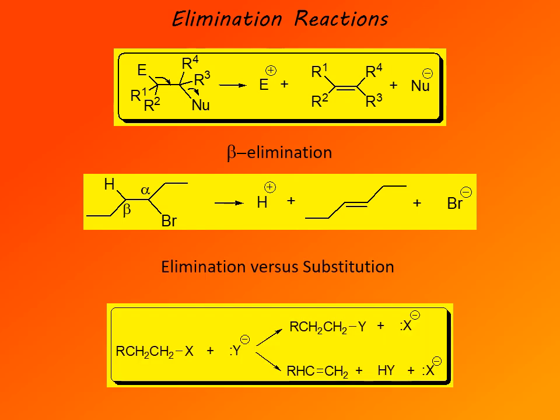A beta elimination reaction frequently competes with substitution, and that's because the reagent for an elimination reaction is a base, and a base is frequently a nucleophile. And so for that reason, the reaction could be either substitution or elimination. The outcome will depend on the nature of the reagent and on the reaction conditions.